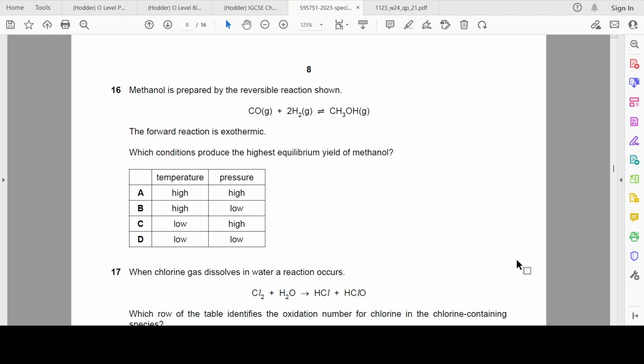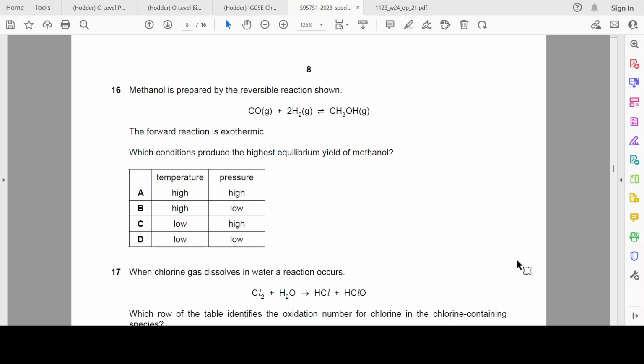And so what we learned about equilibria, when there's an exothermic reaction, would a high temperature favor forming the product or a low temperature? First answer my question. For an exothermic reaction, what would favor forming the product? A high temperature or a low temperature? No. Exothermic reaction means that it is giving off energy. So you want to keep the temperature low so that the exothermic reaction can happen.